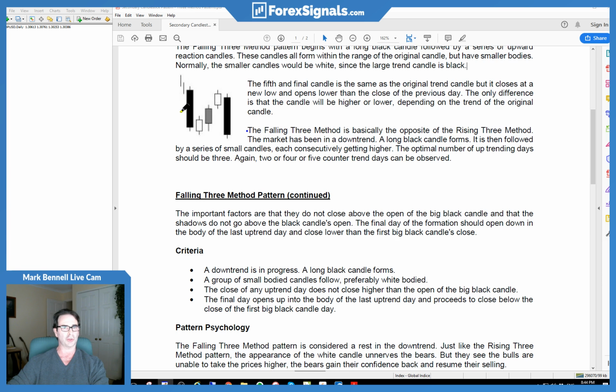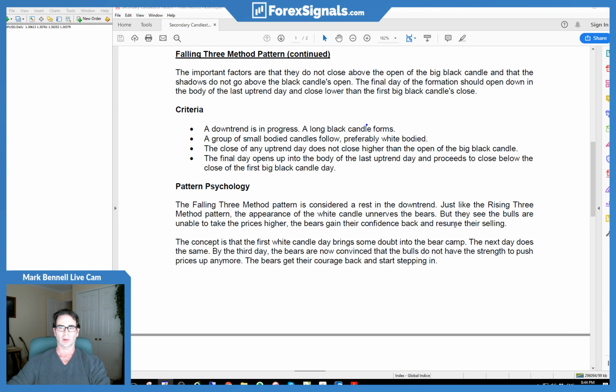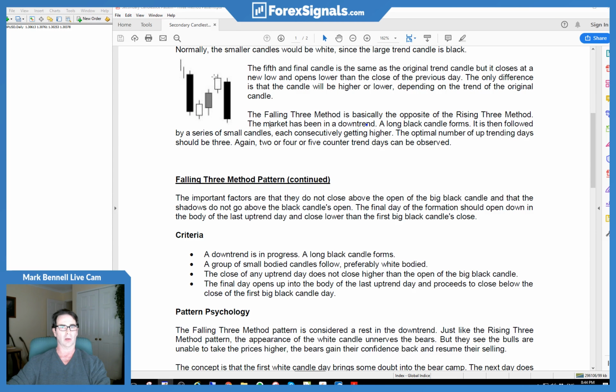So you've got to think of, if you're short here, what would you see as this is rising up? So always try and think of the psychology behind the patterns. Don't just think of a pattern. This is made up of buyers and sellers making decisions. So put yourself into the position of the person that's short this setup. So this is in regards to the bears, but they see the bulls are unable to take prices higher. The bears gain their confidence back and resume the selling. So see that it can't break the high here, resume the selling.